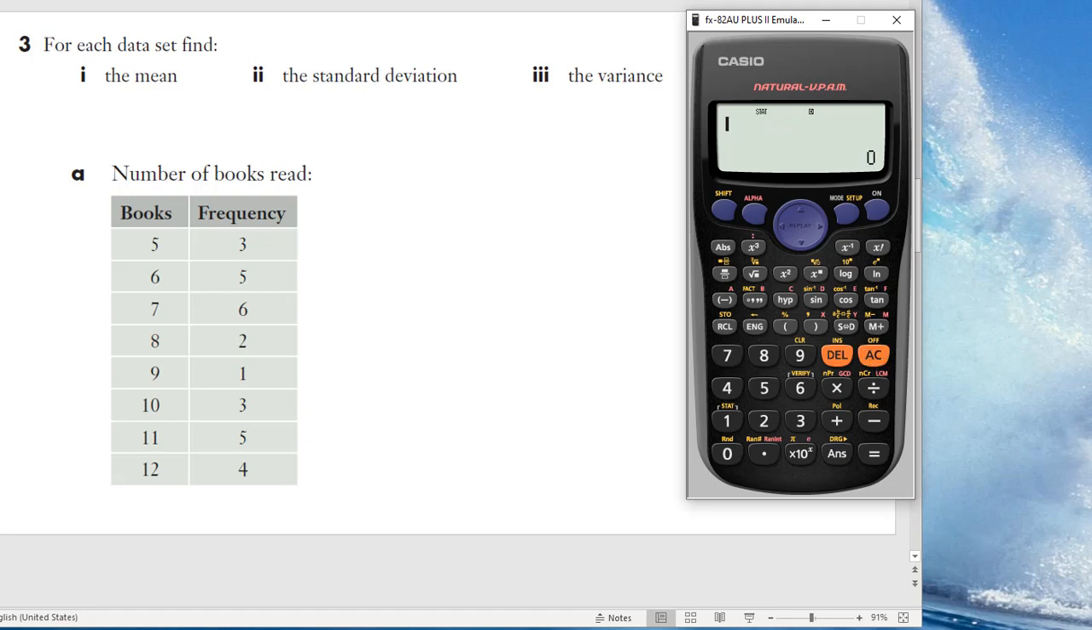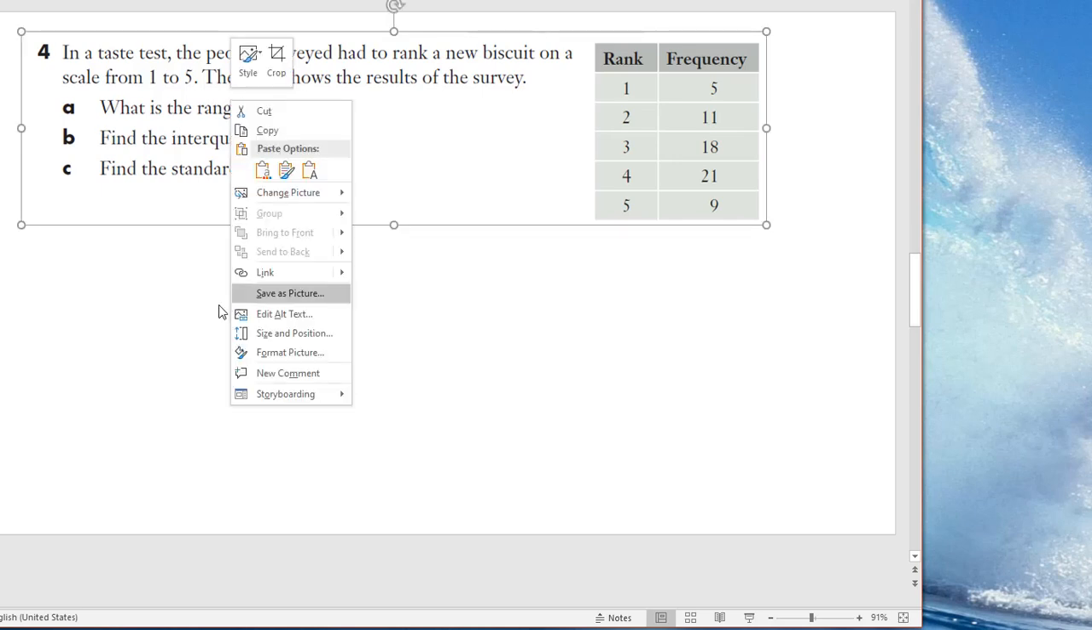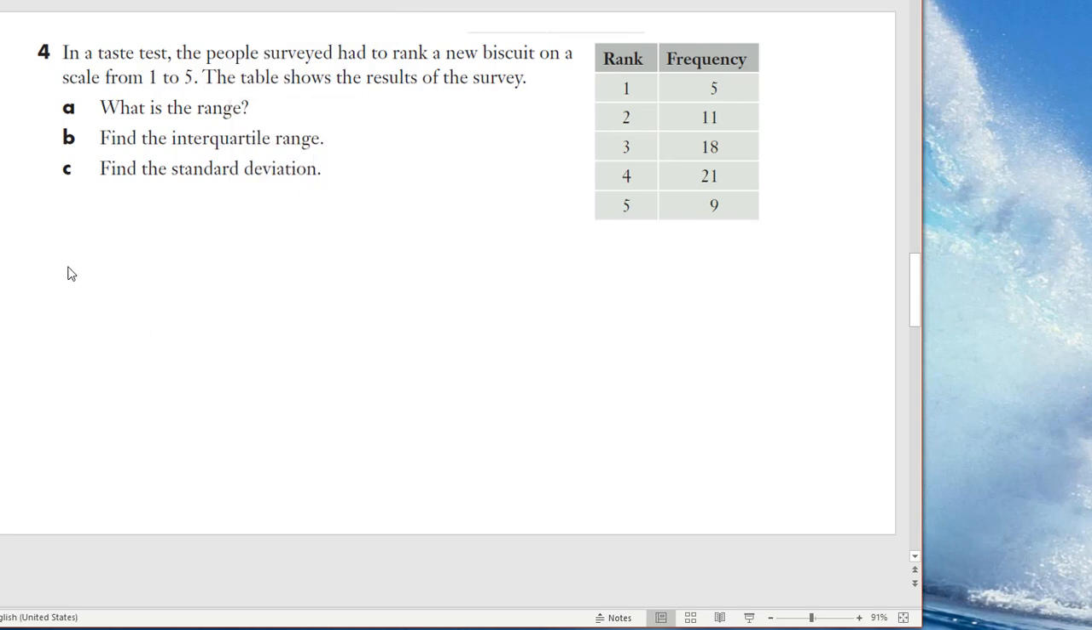On to question 4. In a taste test, people surveyed had to rank a new biscuit on a scale of 1 to 5. The table shows the results. Doesn't really tell us which is the best, which is the lowest. Who cares? For this one here, what is the range? Okay, so the definition of range is highest take away lowest. So obviously it's the highest score, take away the lowest score. 5 take away 1 equals 4. That is the range.